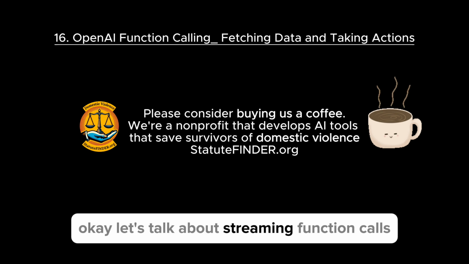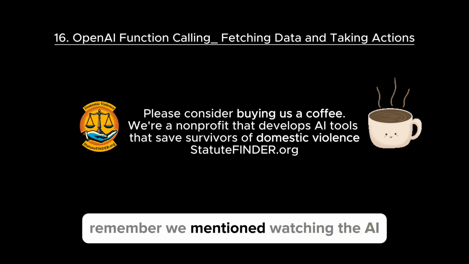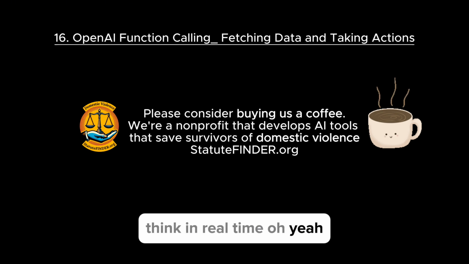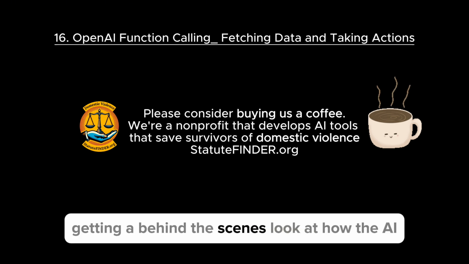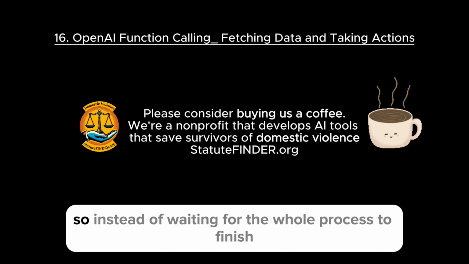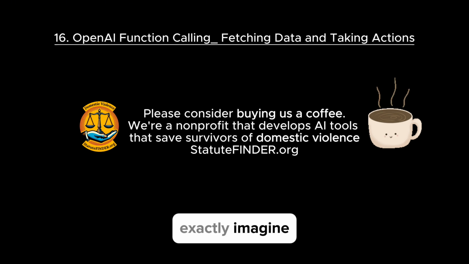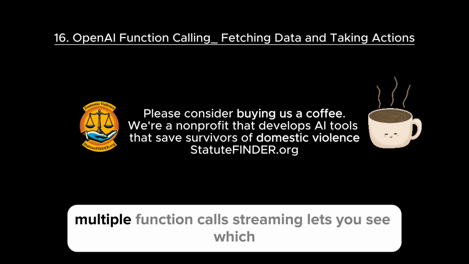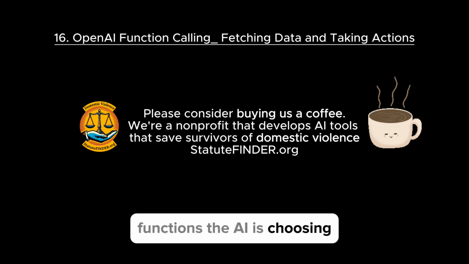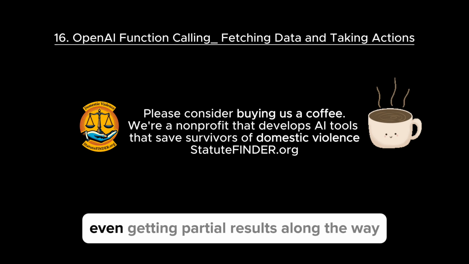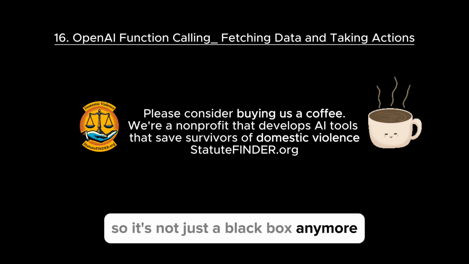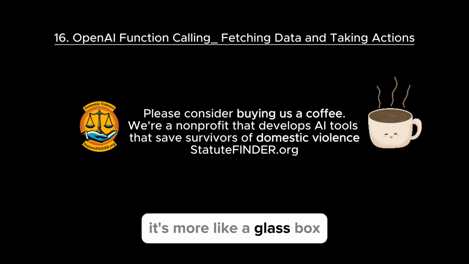Okay, let's talk about streaming function calls. Remember we mentioned watching the AI think in real time? Oh yeah, it sounded really cool. It's like getting a behind-the-scenes look at how the AI is working. So instead of waiting for the whole process to finish, we get updates as it's happening. Exactly. Imagine you've got a request that involves multiple function calls. Streaming lets you see which functions the AI is choosing, how it's filling in the arguments, even getting partial results along the way. So it's not just a black box anymore. It's more like a glass box.